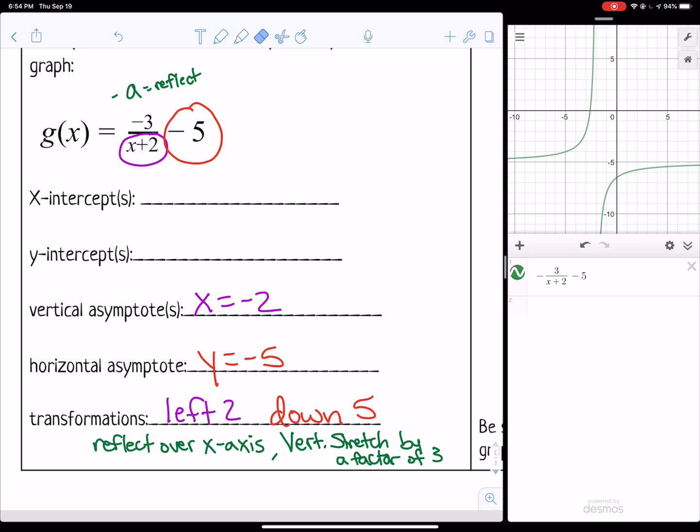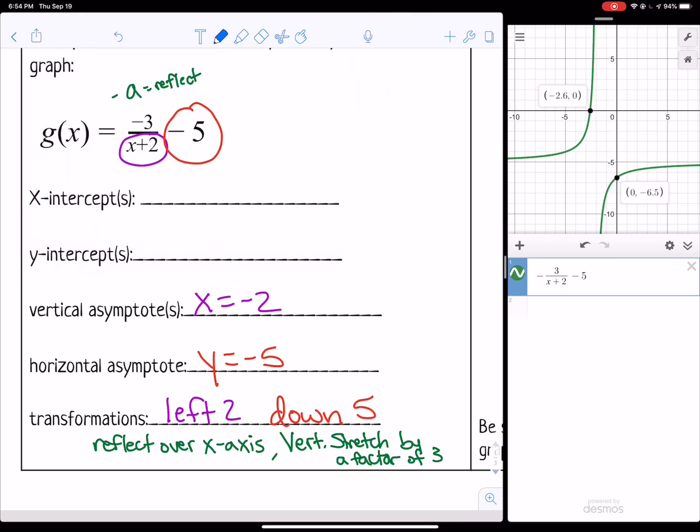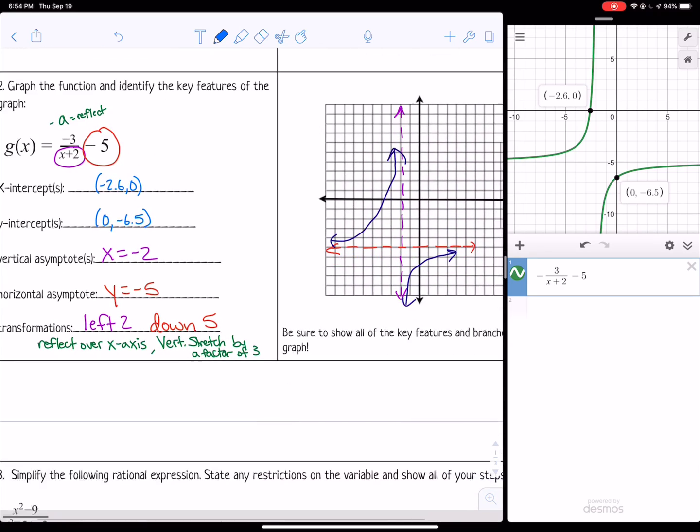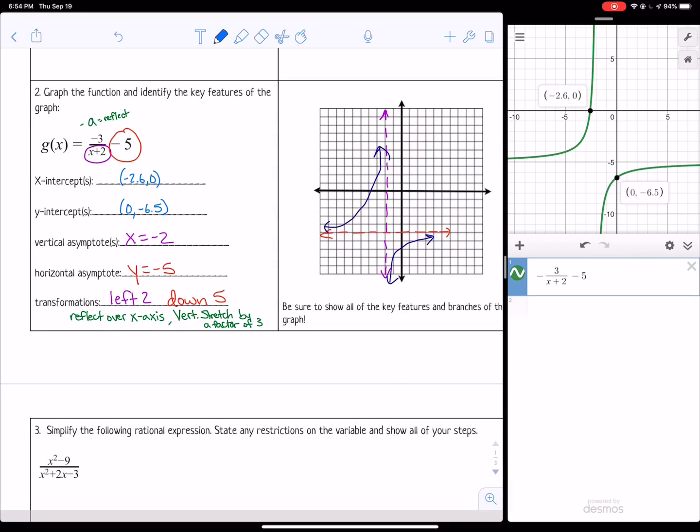Now we just need our intercepts. So let's look over here on Desmos to help us pick them out. We have an x-intercept at negative 2.60 and a y-intercept at (0, -6.5). We've already sketched our graph, so I guess we're all done with that one. So that's it for number 2.